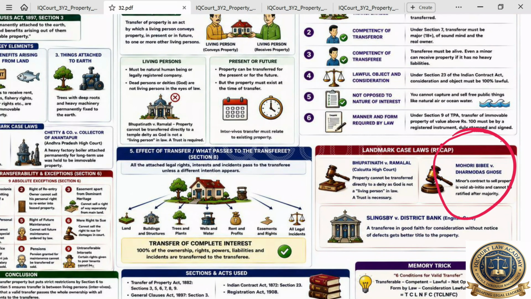This case law is very, very important: Mohri Bibee versus Dharmodas Ghose. You should never forget this case law. You will refer to this case law in the 3rd, 4th, 5th, every time you will see this case law. Very, very important case law.